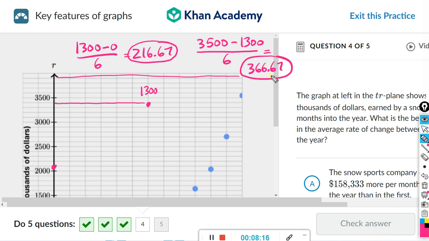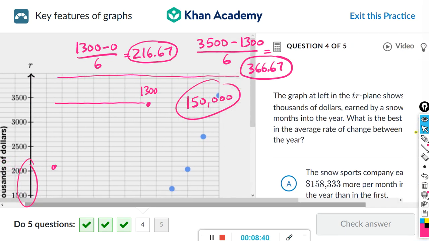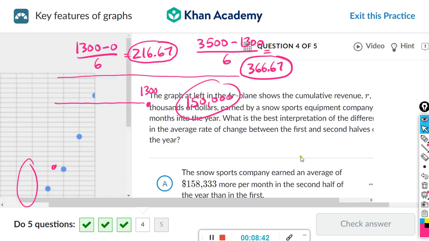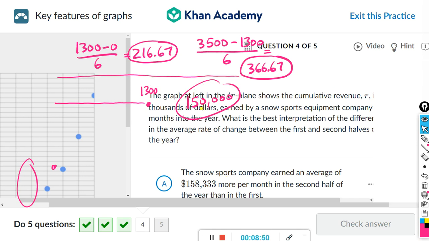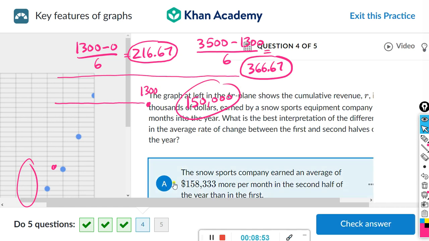All right, so if I subtract this from this, it is basically 150. Okay, but these are in thousands of dollars. So it went up by 150,000 more per month in the second half. All right, let's see their answers. The Snow Sports Company earned an average of $158,333 more per month in the second half than in the first. Well, my estimate was 150,000, so I think that's correct.